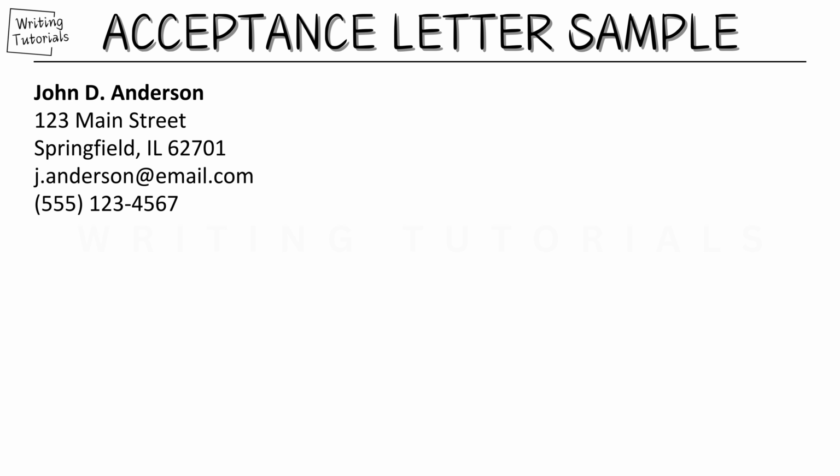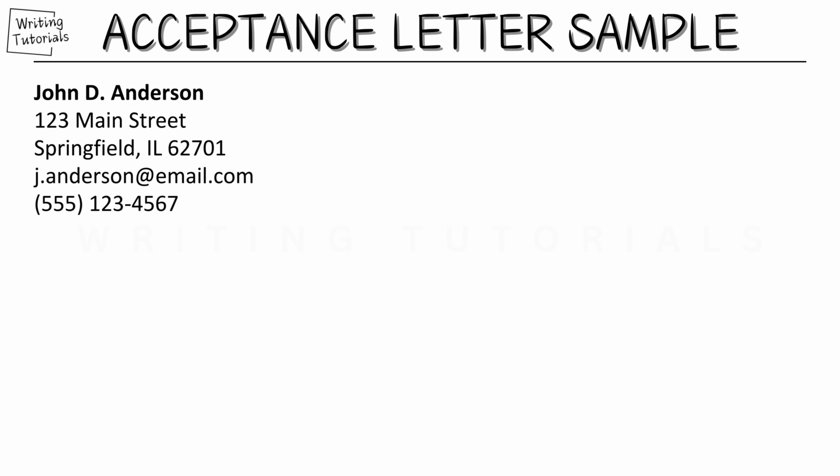Why is this important? Because it helps the recipient, like a university admissions office, identify who the letter is from and gives them multiple ways to contact you if they need to. When writing your own letter, make sure this section is accurate and up to date. Double-check your email and phone number so there are no errors.